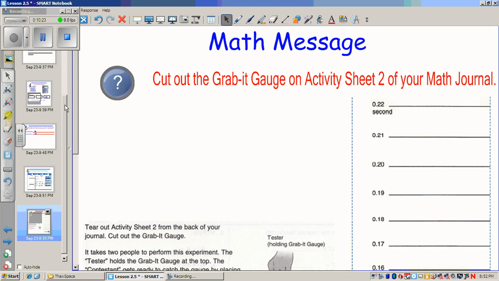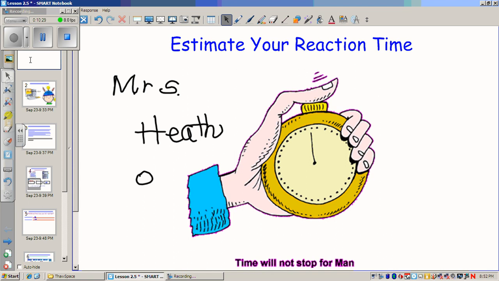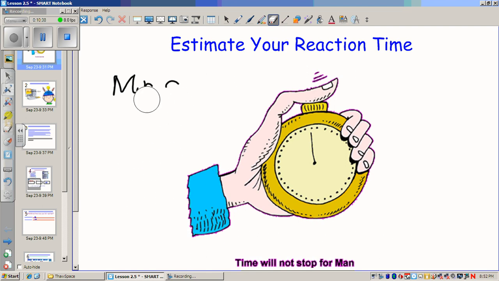All right, awesome job. Remember, you are going to need your Gravit gauge for this lesson. It's pretty important, and you're going to need your journal for this lesson as well. So again, I'm very excited that my airliner is working, and I know I should be erasing my mess here now, so I will do that. But I'm excited about it. And again, our lesson is estimate your reaction time, okay?